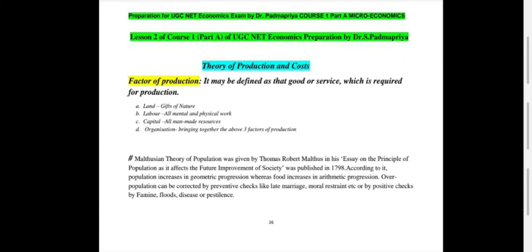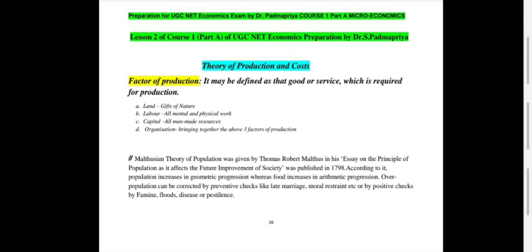I am guiding the students in their preparation for the UGC NET Economics exam. In my previous video, I have already covered the first lesson of microeconomics, which is the theory of consumer behavior. And I will be completing 5 lessons in the first course, which is the 5 lessons of microeconomics. Now I will be proceeding to lesson number 2 of microeconomics, which is the theory of production and costs.